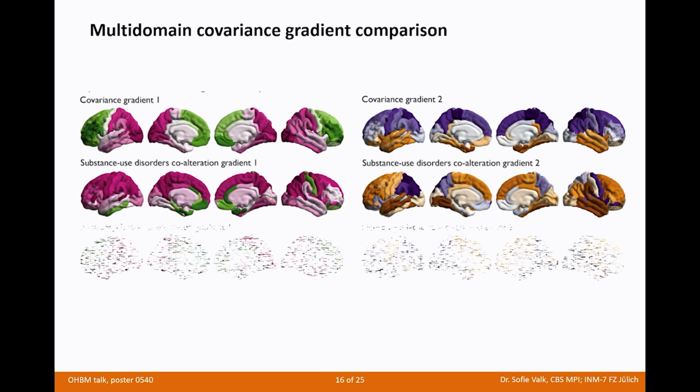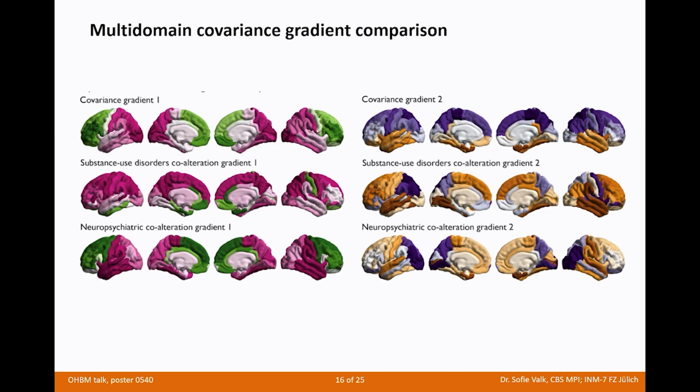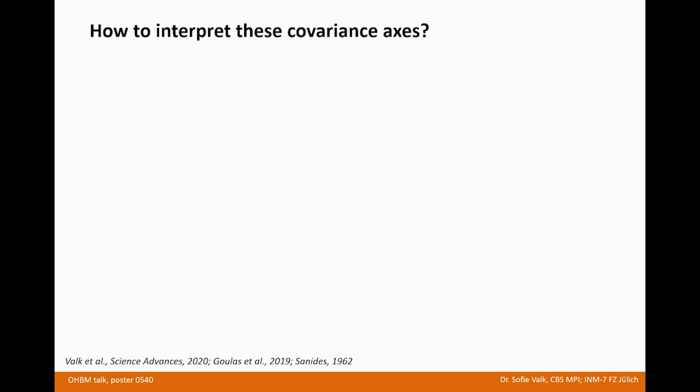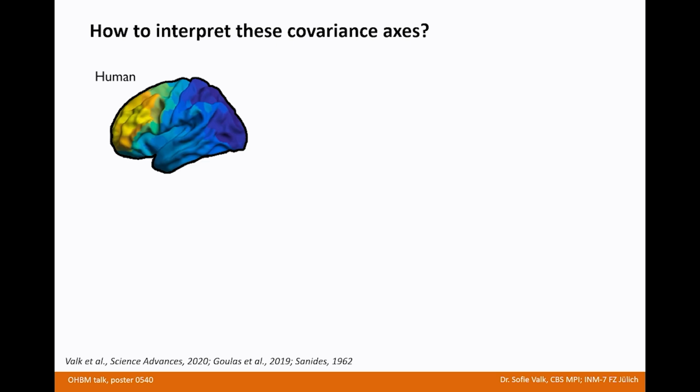And comparing this to the neuropsychiatric gradient, it is interesting to see that the neuropsychiatric gradient shows this differentiation between posterior temporal versus frontal areas, resembling the covariance gradient 1, versus this more posterior areas towards more superior temporal regions. So how to interpret these covariance axes?